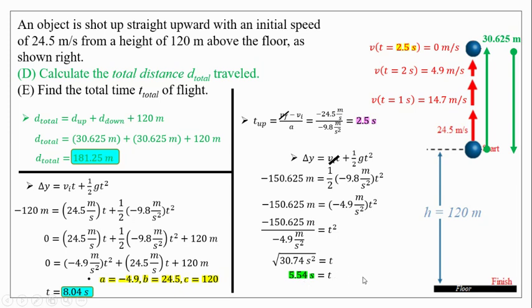So all you have to do is, again, think a little bit. It took 2.5 seconds for it to rise to the peak, but from the peak, it would take an additional 5.54 seconds to fall down to the floor. So the total time would be 2.5 seconds, which is the time that it took to get to Ymax. But then from Ymax all the way to the floor would take an additional 5.54 seconds. Therefore, the answer is 8.04, which is very consistent with what I have here on the left side of my work.